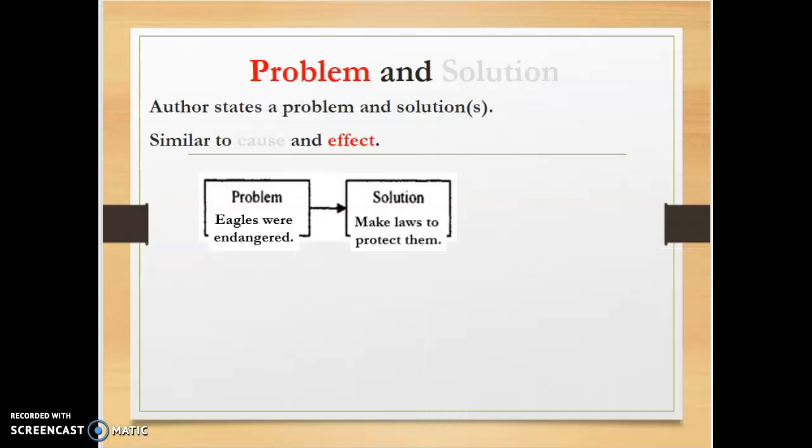The next one is problem and solution. And problem and solution is when the author states a problem and gives solutions to it, how to solve it. So similar to cause and effect, however, it actually gives us that specific problem and it gives us the solution. So a problem: eagles are endangered. In solution, they make laws to protect them.